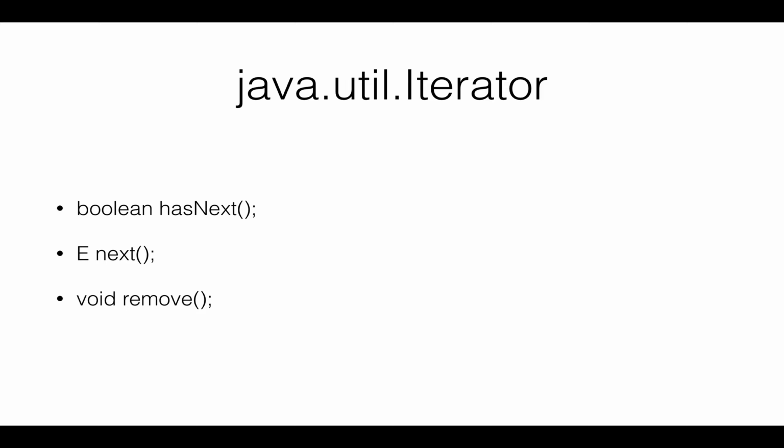An iterator is an object that acts like a remote control to iterate through a collection. Let's look at its methods. Boolean hasNext returns true if the collection has more elements. E next returns the next element in the iteration. And void remove removes the last element returned by this iterator from the underlying collection.